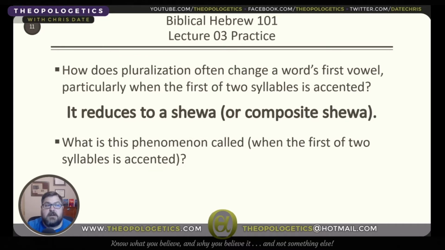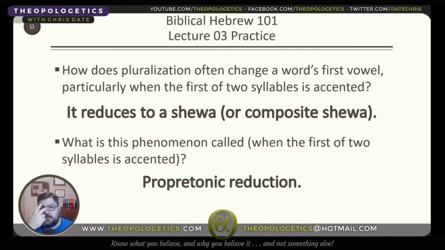What is this phenomenon called, specifically when the first of two syllables is accented in the original singular form of the word? The answer is propretonic reduction. And that's because in a word like davar, the comets, or maybe it's a patach, I think it's a comets, under the dalet at the beginning of the word, in the singular form, that's the pretonic syllable, because the tonic one, the one that is the accented syllable, is the second of the two syllables.